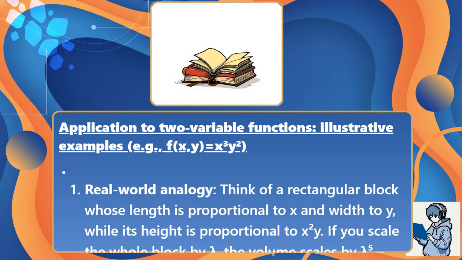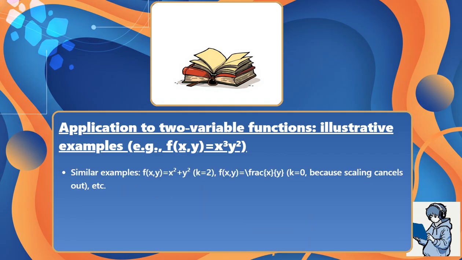Real-world analogy: think of a rectangular block whose length is proportional to x and width to y, while its height is proportional to x²y. If you scale the whole block by λ, the volume scales by λ⁵, since 5 independent linear dimensions are being multiplied together. Similar examples: f(x, y) = x² + y², degree k = 2. f(x, y) = x/y, degree k = 0 because scaling cancels out, and so on.